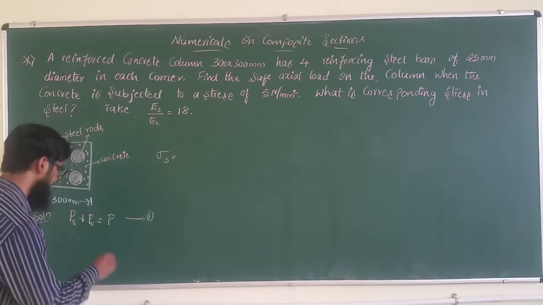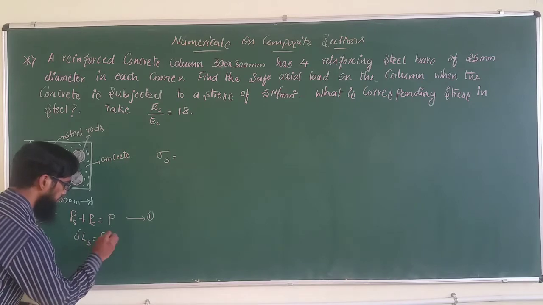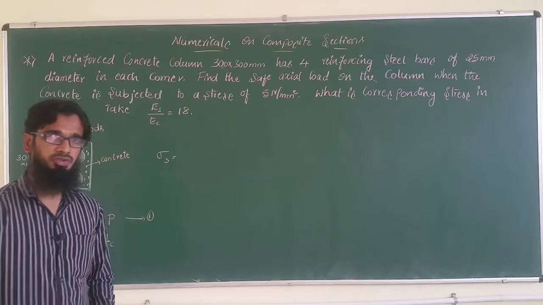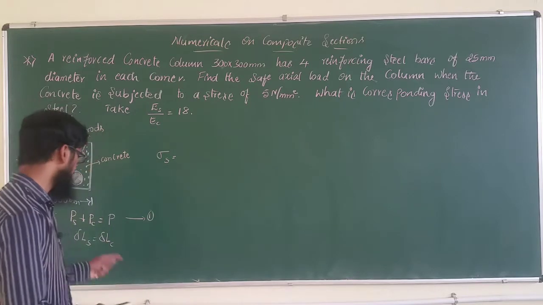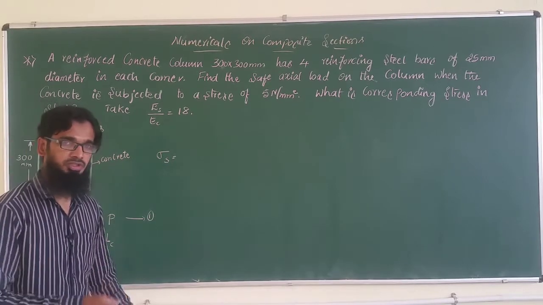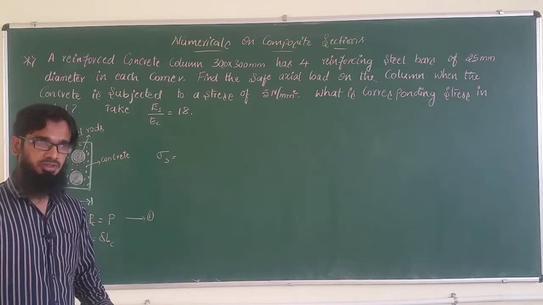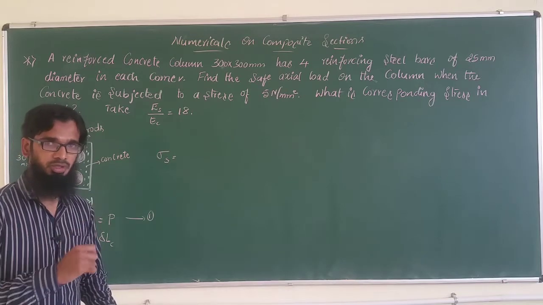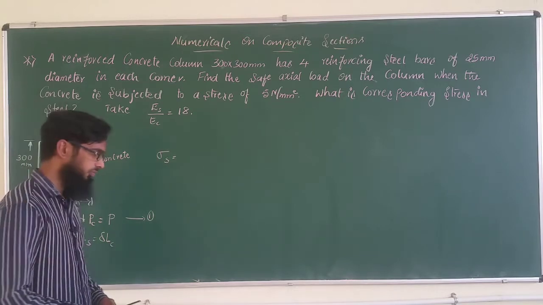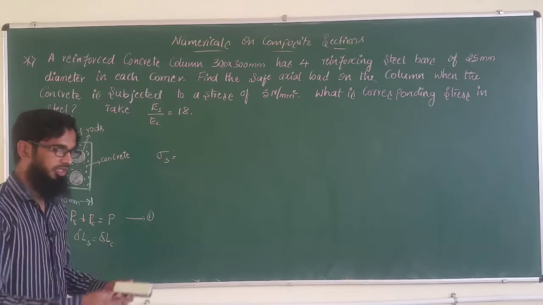The second equation is delta LS is equal to delta LC. Delta LS is the change in length of the steel rods, and delta LC is the change in length of the concrete. Since it is a composite structure, both the lengths are the same. That's why I have taken delta LS is equal to delta LC. The first equation has all unknowns, so I'll keep it as it is.